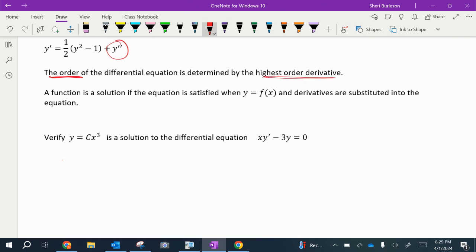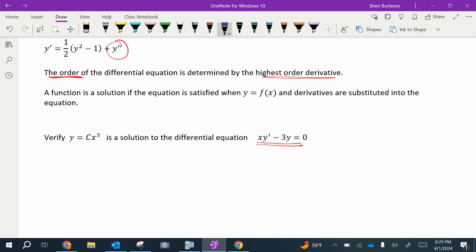So I have this unknown function. Well, it's somewhat known because it has a constant: y is equal to c times x cubed, some constant times x cubed. I want to verify that it is a solution to this differential equation: x times y prime minus 3y equals 0. So I want to verify that this function satisfies that differential equation.